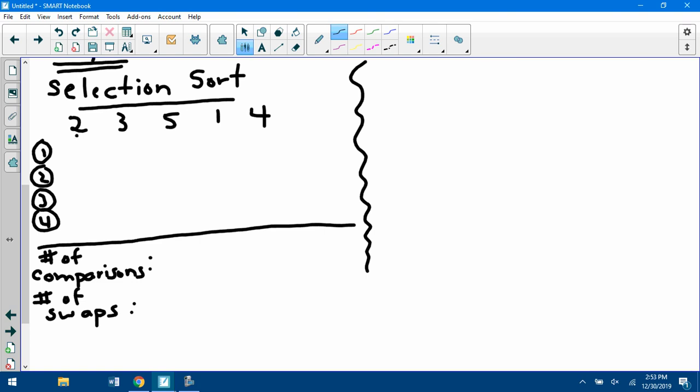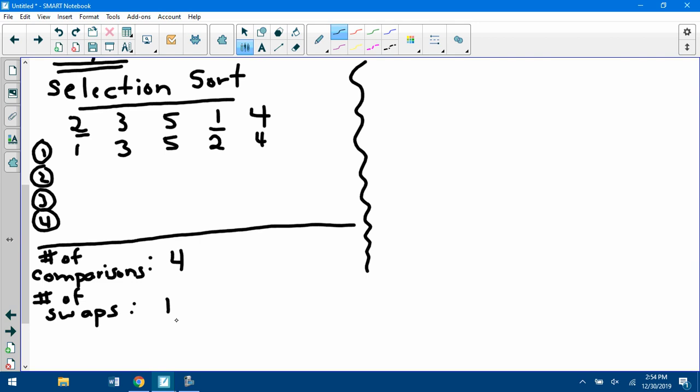So initially I'm looking at what goes in that spot. So I have to compare to find the smallest. So I'm going to say initially 2 is the smallest. Is 3 smaller? No. Is 5 smaller? No. Is 1 smaller? Yes. So now 1's the smallest. Is 4 smaller? No. So if you counted with me, I made 4 comparisons there. And I'm making one swap. 1's going to go here, 2's going to go there. 3, 5, and 4 stayed the same. I made 4 comparisons, one swap.